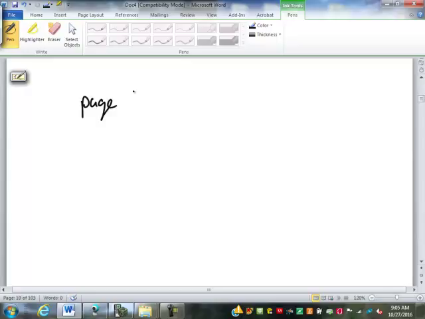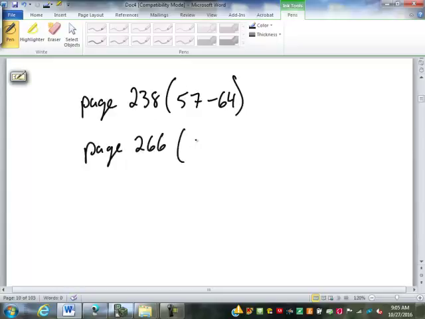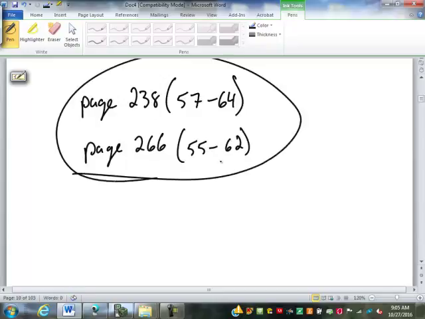In the packet I gave you, page 238, problems 57 through 64, deal with the dual units and standard units. And page 266, problems 55 through 62, deal with dual units and metric units.